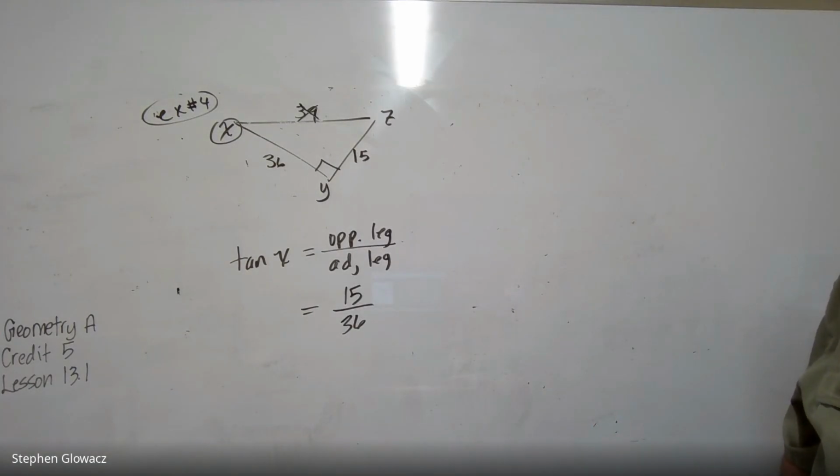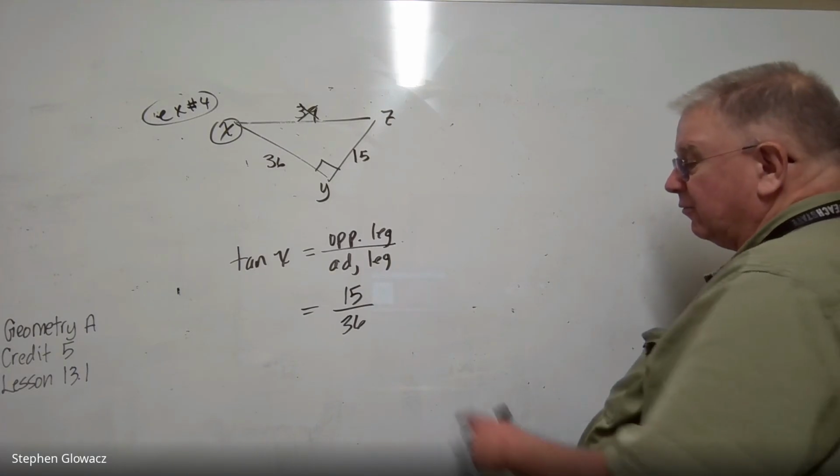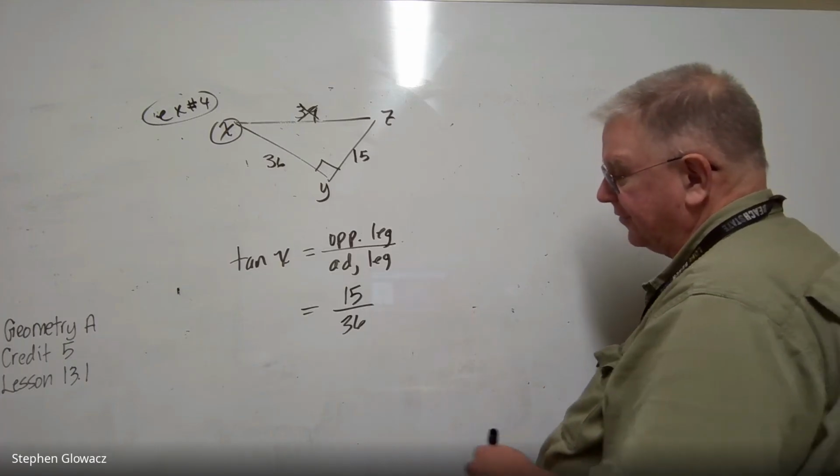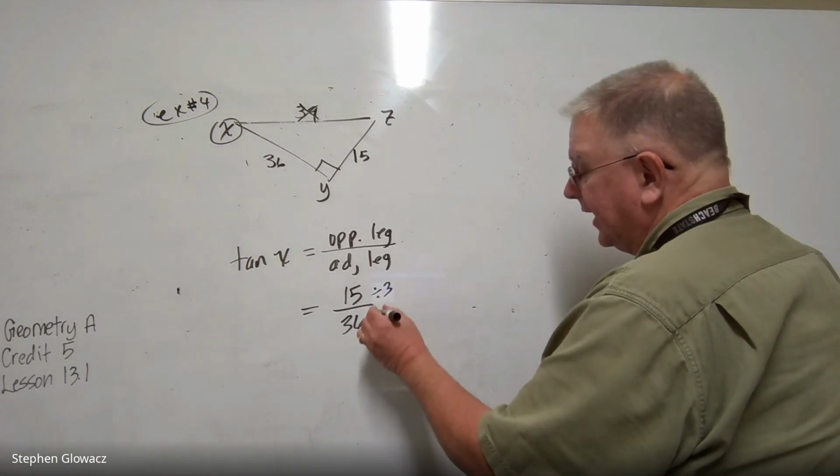Lastly, we're going to simplify this fraction. What's the largest number that goes into 15 and 36? It turns out it's 3.